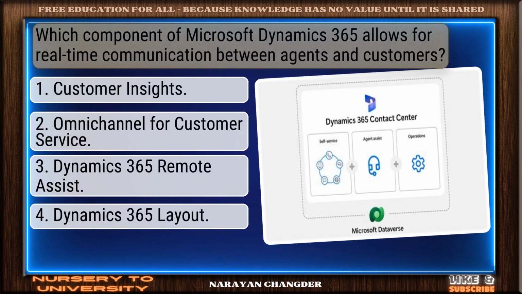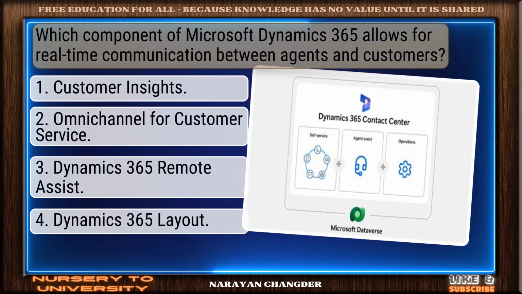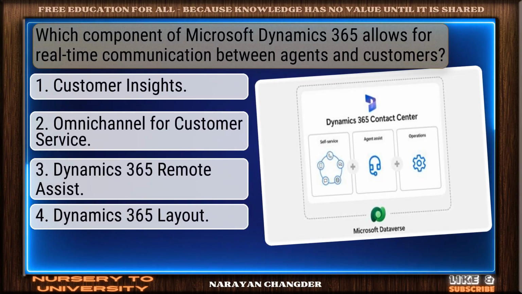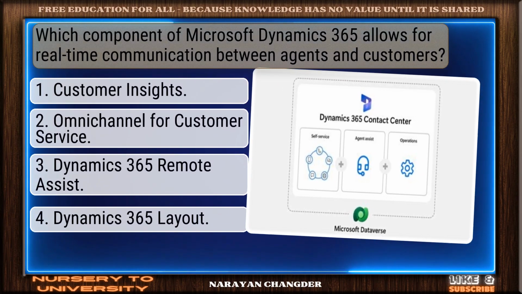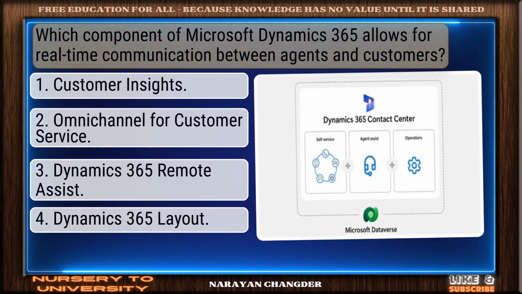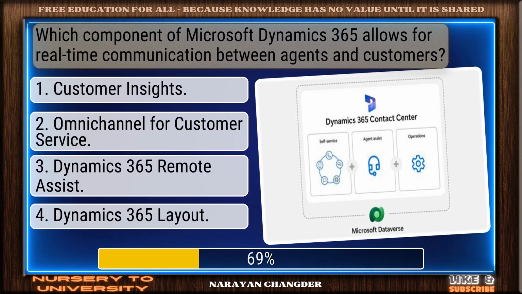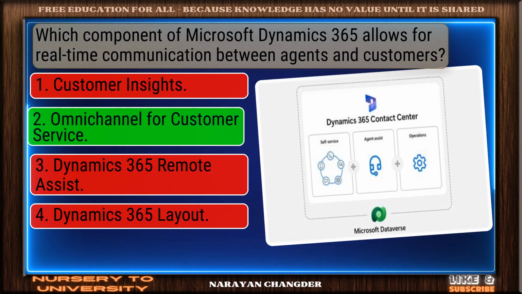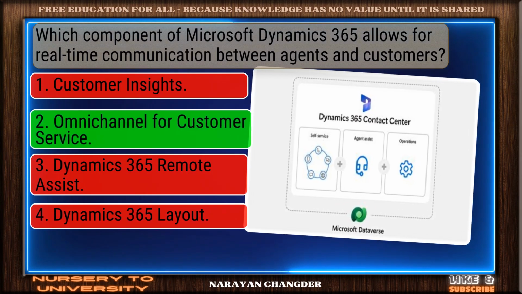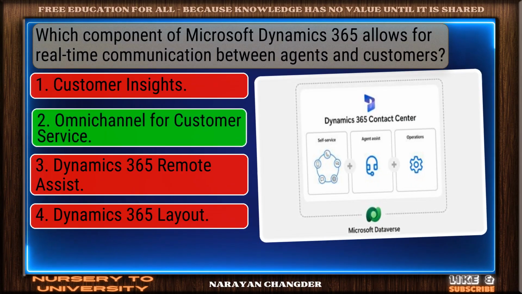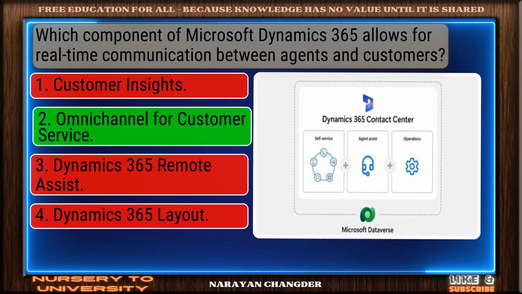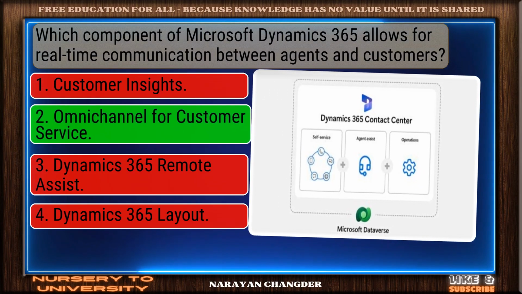Question number 16. Which component of Microsoft Dynamics 365 allows for real-time communication between agents and customers? Clear logic. Your choice, Omnichannel for Customer Service, is sound and 100% true.